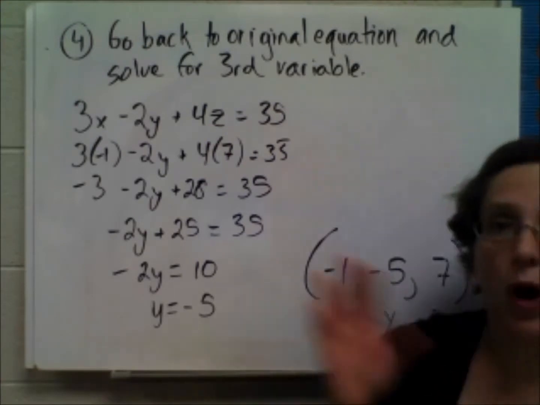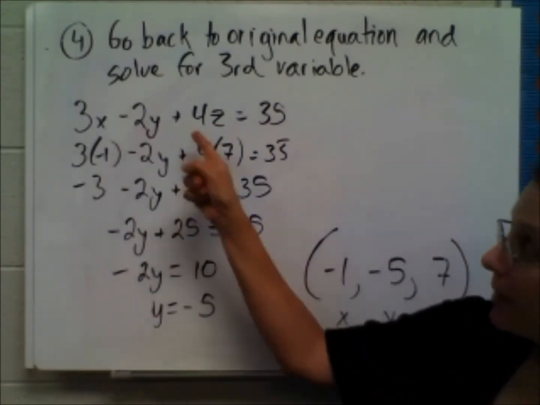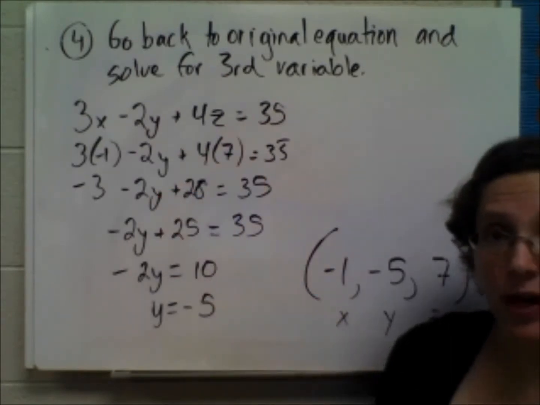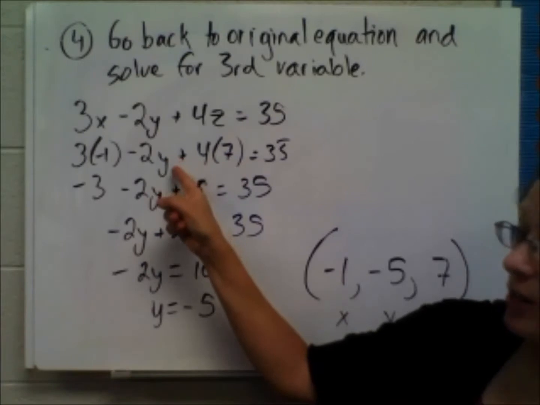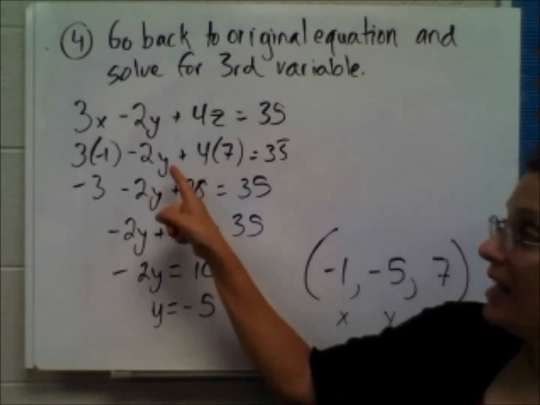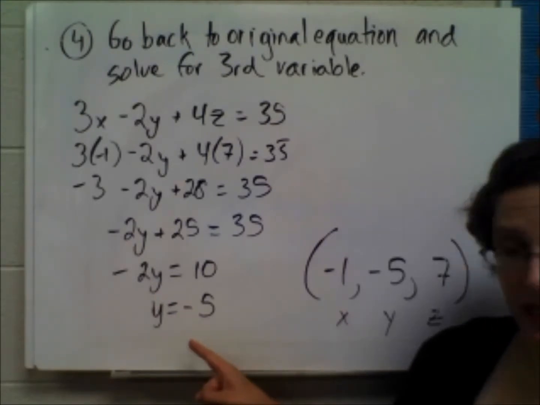So I go back to one of the original equations. It doesn't matter which one. I picked this one. And I plug in what I know. I know that x is negative 1. I know that z is 7. The only thing I don't know here is y. Now I can just solve for y. I get y equals negative 5.